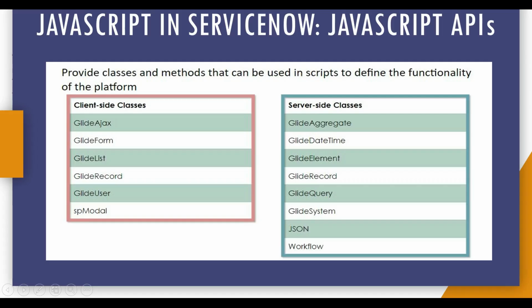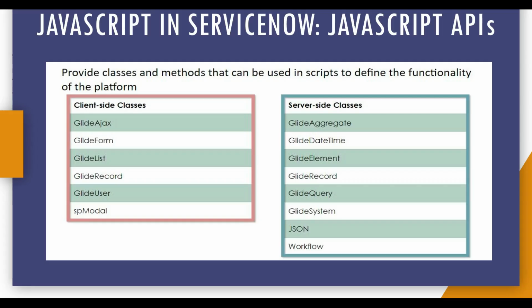Server side classes shown here are just a small list, but we have a huge list of server side classes, which are very rarely used. That's why only the very commonly used classes were provided here: GlideAggregate, GlideDateTime, GlideElement, GlideRecord, GlideQuery, GlideSystem, JSON, Workflow. Under server side we will be using GlideSystem and GlideRecord the most, because most purposes get solved here. If we are manipulating any date or date time field, then we use the GlideDateTime and GlideDate classes.